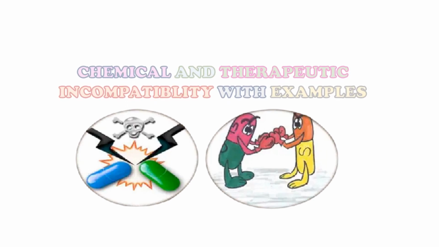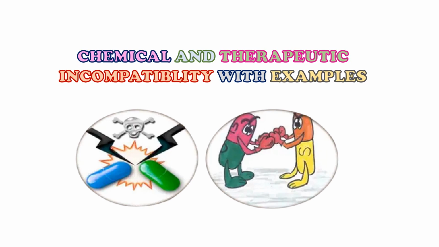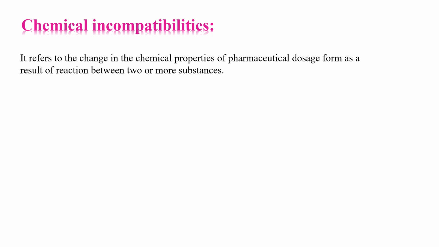Now, moving ahead to our subtopic, which is chemical and therapeutic incompatibility with examples. We are going in detail about chemical and therapeutic incompatibility. So, let's begin with it. The first one is chemical incompatibilities. It refers to change in chemical properties of pharmaceutical dosage form as a result of reaction between two or more substances.